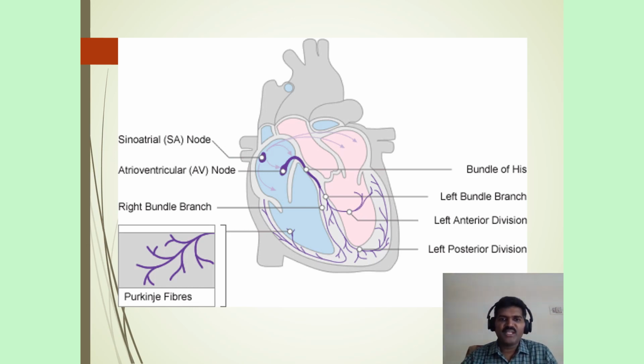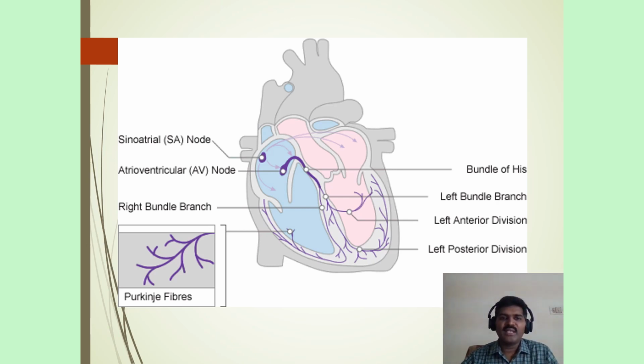So this is a depiction of the conduction system of the heart. There is SA node, which is located at the junction of the right atrium with the superior vena cava. From the SA node, impulses can directly spread onto the atria and also spread to the AV node through 3 internodal tracts: anterior, middle and the posterior internodal tracts.